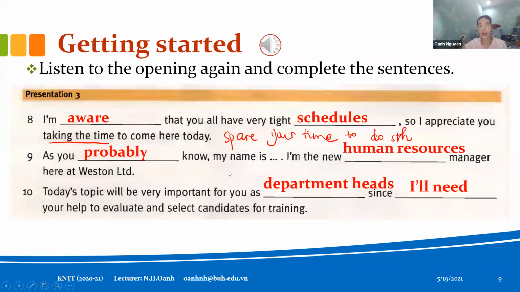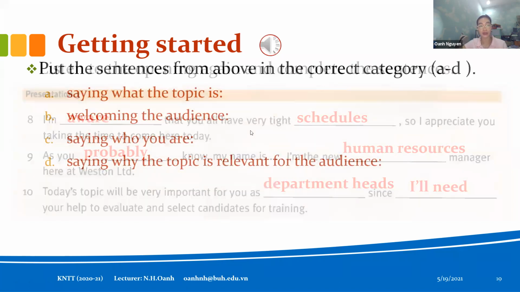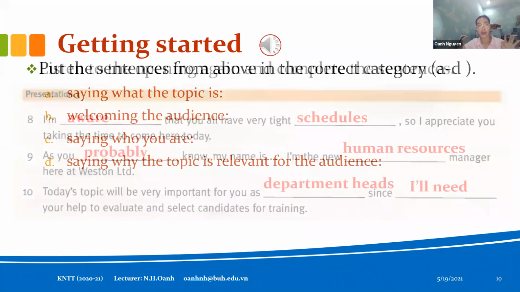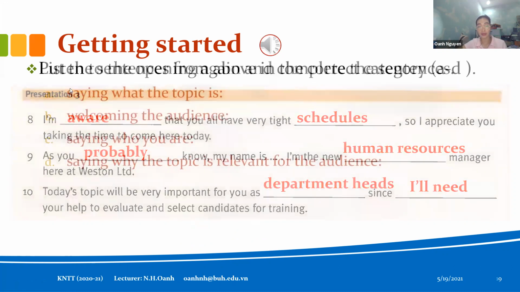Now let's look at presentation number 4. Oops, no, that's enough for today. So we have 3 presentations. Presentation 1 and presentation 3 could be very formal. Presentation 2 would be very informal. Now let's have a look at these things.